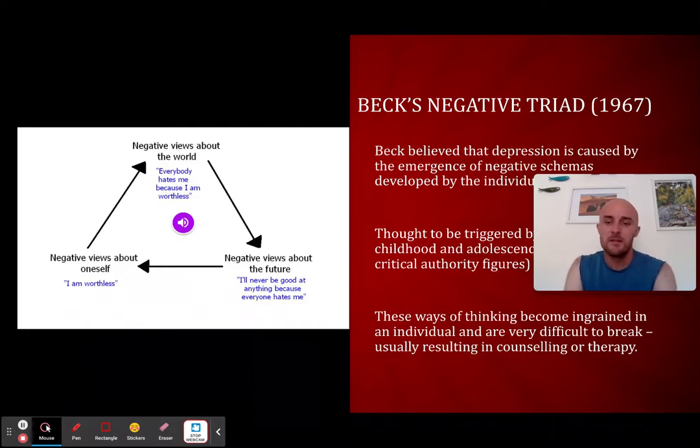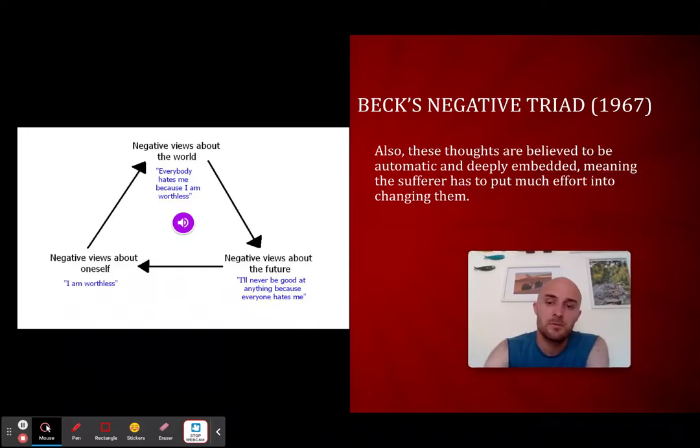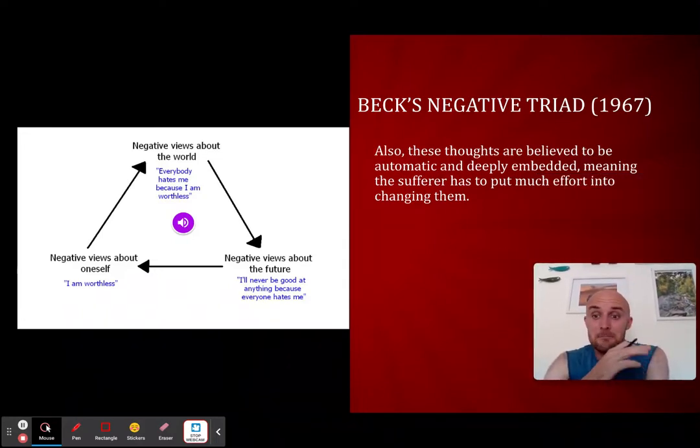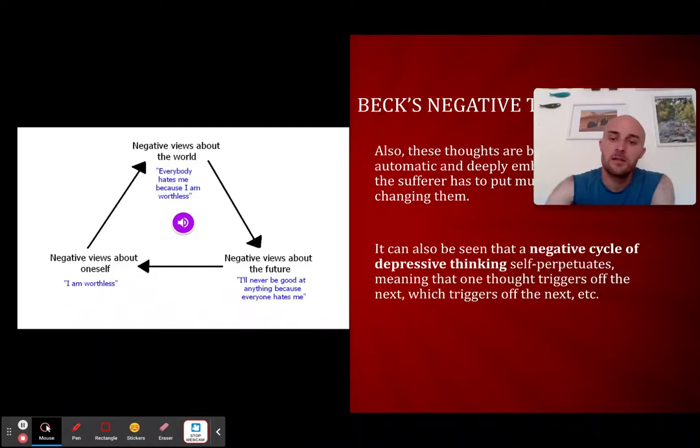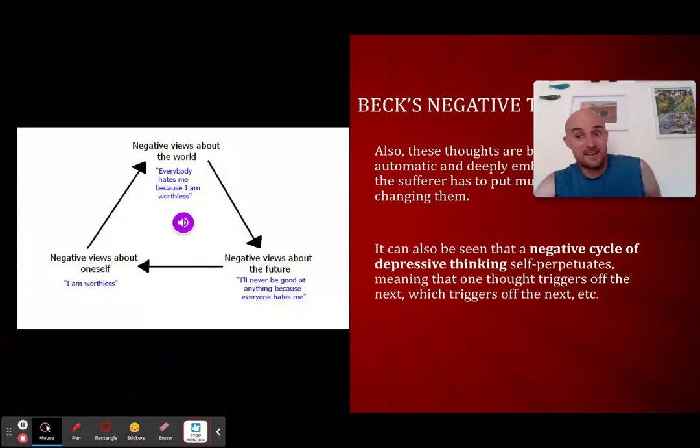Depression is no exception. So in reality, is a drug going to change the way you think? Not really, not particularly. This can only be fixed mainly through counselling or therapy, or if you're particularly strong and motivated and determined, by yourself. These thoughts are believed to be automatic, deeply embedded, meaning that they are not easy to change, but also that they essentially create a negative cycle of depressive thinking that goes round and round. That is Beck's negative triad.